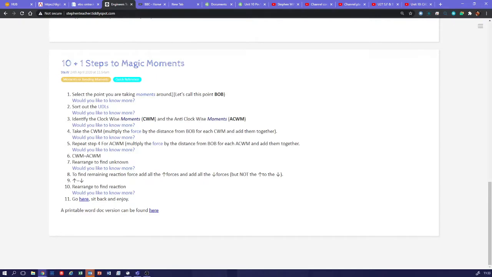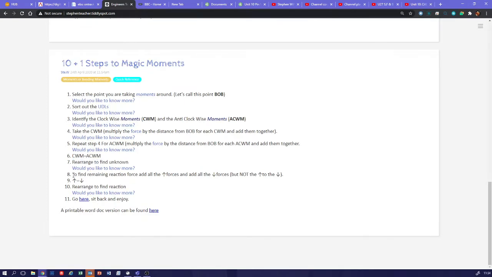Select the point we're taking moments about. Sort out our UDLs. Identify clockwise and anti-clockwise moments. Take the clockwise moments and the anti-clockwise moments. Remember that for equilibrium, the clockwise moments must equal the anti-clockwise moments. And then we'll have an equation which should have only one unknown in, probably reaction force 2. So we can rearrange that equation to find our unknown variable.